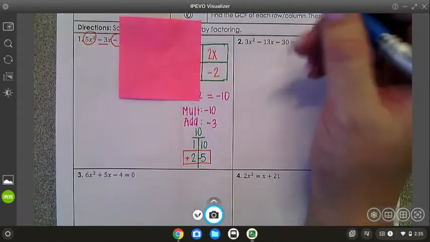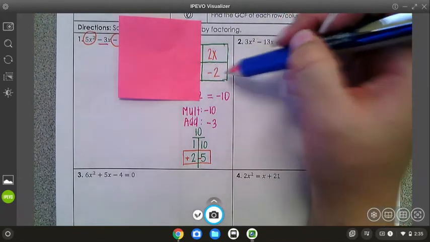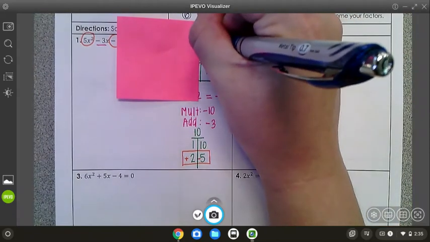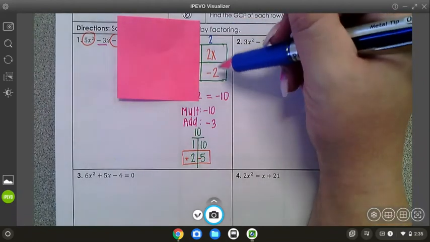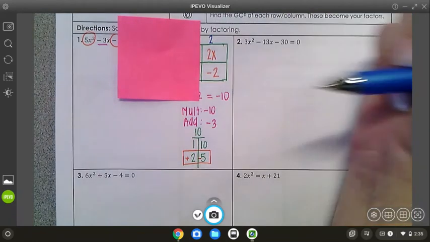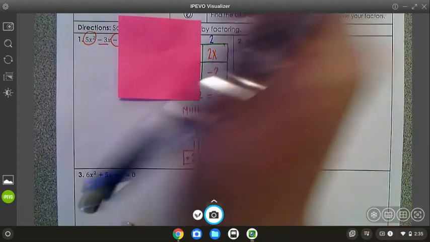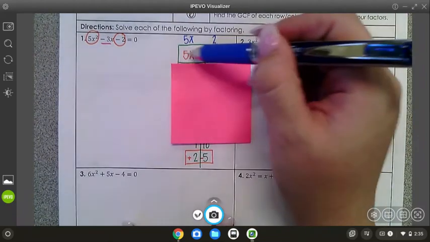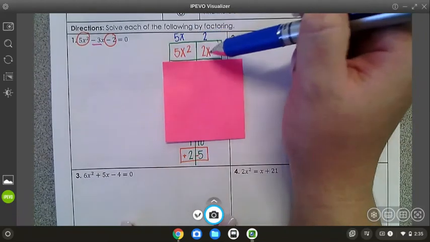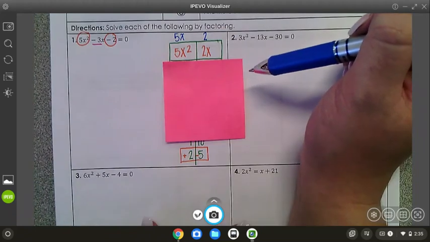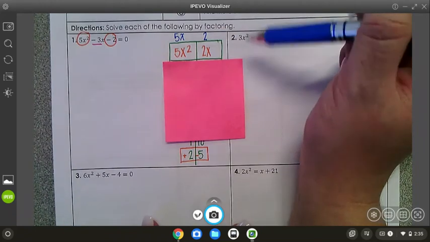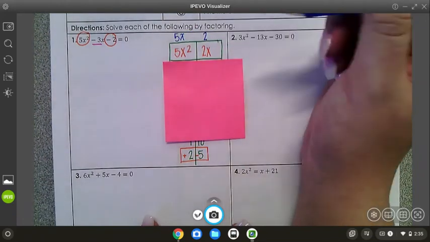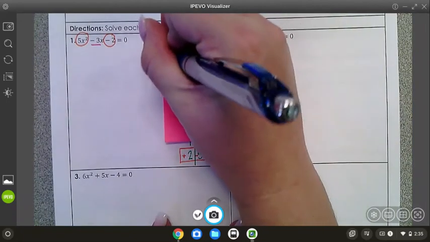What about this column? 2x and negative 2. They both can be divided by 2. They do not both have an x, so it's just 2. What about this row? What do 5x squared and 2x have in common? 5 and 2 cannot be divided by anything except 1, but they do both have an x in common.